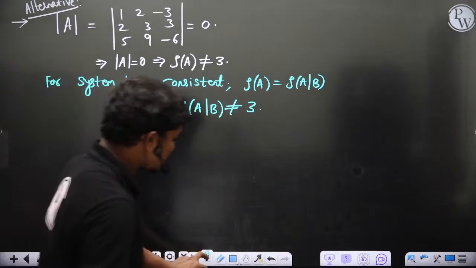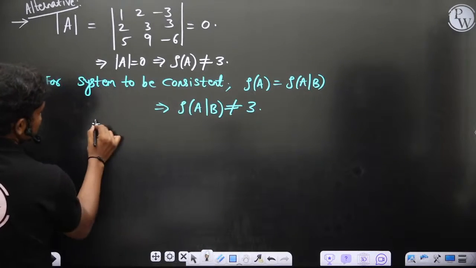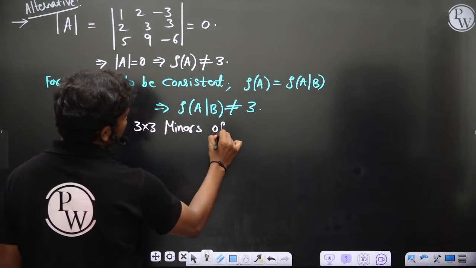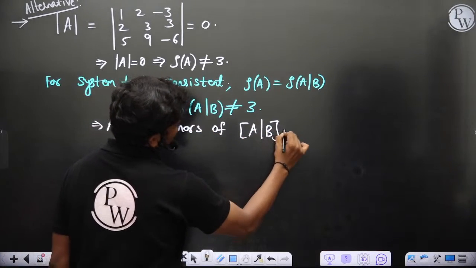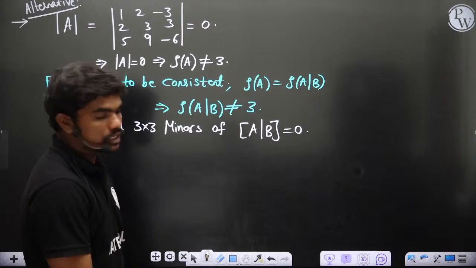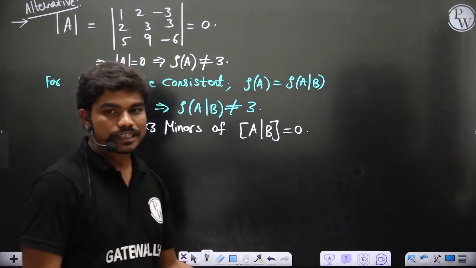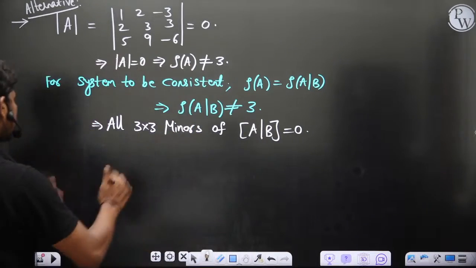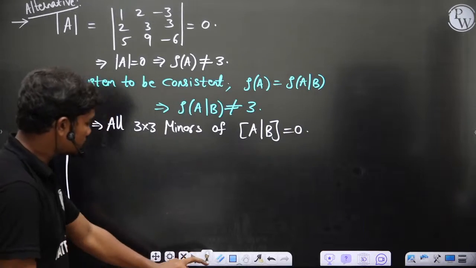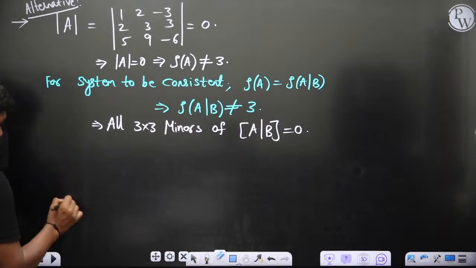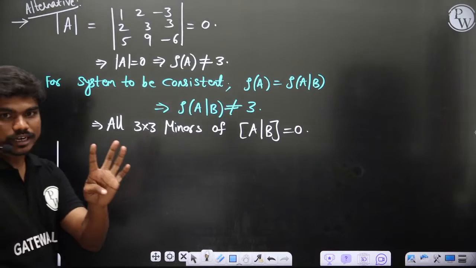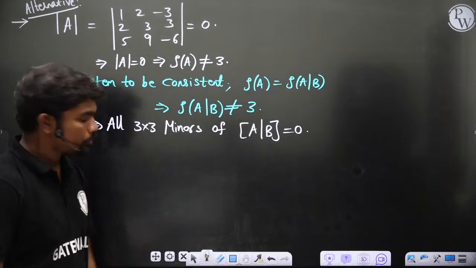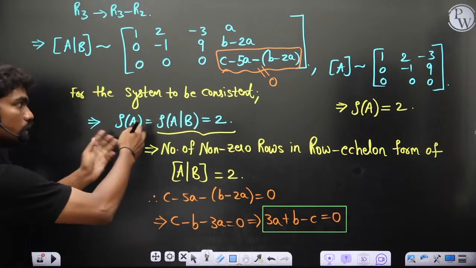Now if this is less than 3, then this implies all 3 by 3 minors of A augmented B have to be 0. This is what you'll understand. So if all 3 by 3 minors of A augmented B have to be 0, then you choose any 3 by 3 that should be 0. You pick any one involving A, B, C. Basically you can form 4 3 by 3 minors. Out of the 4, you choose any one minor involving A, B, C, because if you don't involve A, B, C, you will again get the determinant of A only, that you have already calculated.